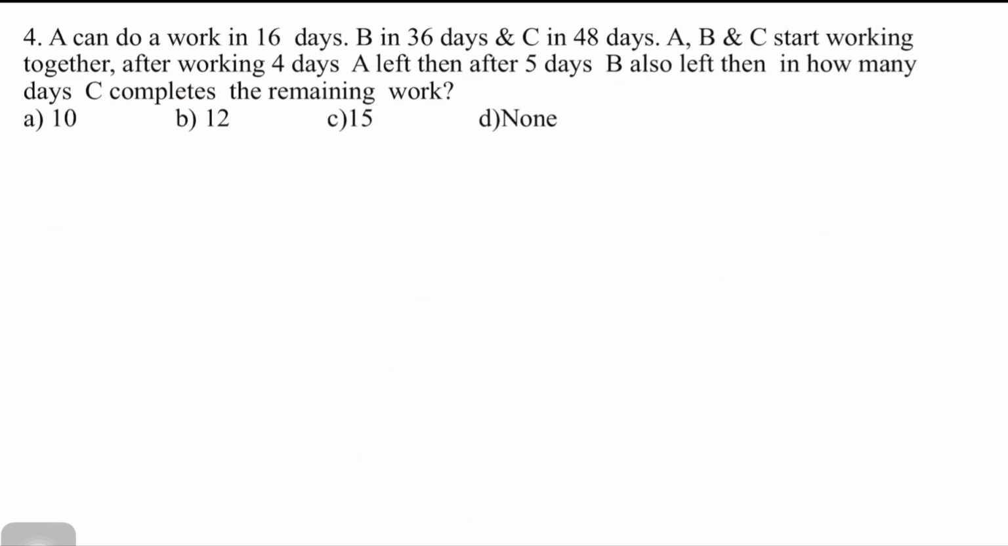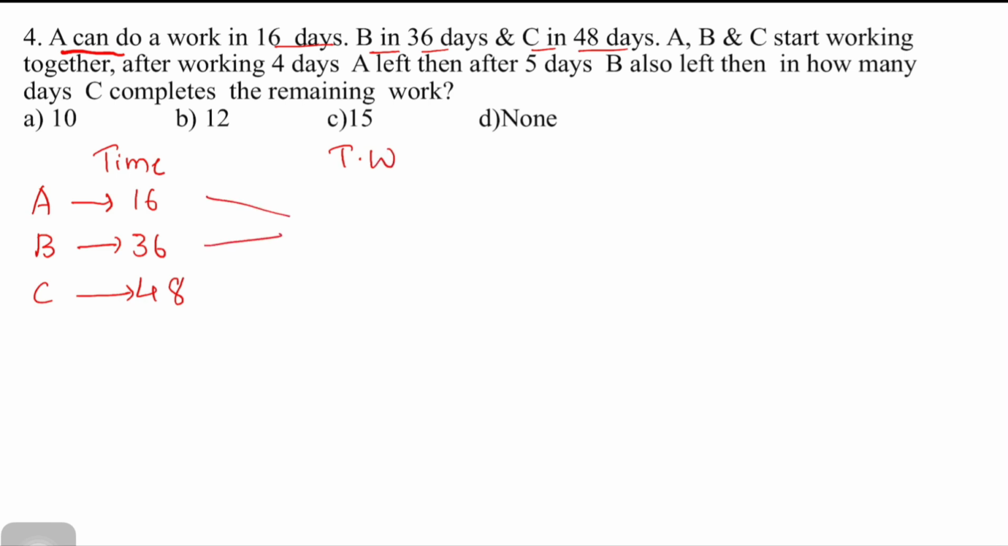Okay. A can do a work in 16 days, B in 36 days and C in 48 days. So what is the total work? It is the LCM of all these three. So what is the LCM of 16, 36 and 48? It is 144. So 144 units is the total work.